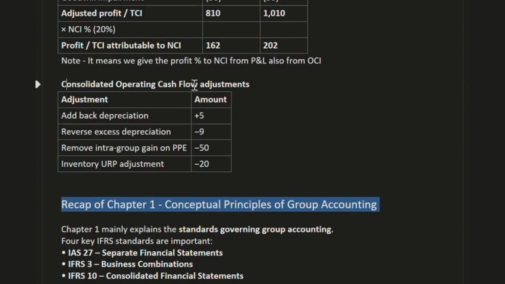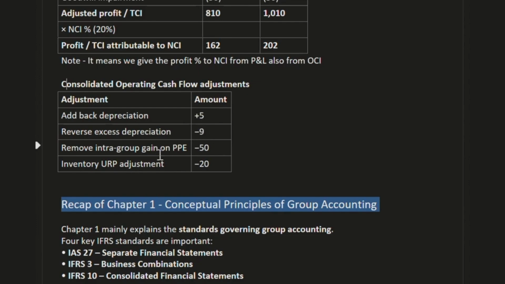Now, consolidated operating cash flow adjustment. You know that whenever we have any non-cash expense in the indirect method of operating cash flow, we need to add it back. Add back depreciation, plus 5. Now we have a reversal of depreciation. What we did in the P&L, we added. Here we need to do the opposite, because that is income for us. That will increase our profit, so we need to subtract it.